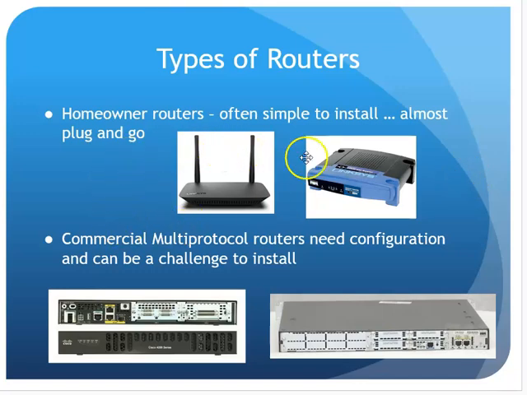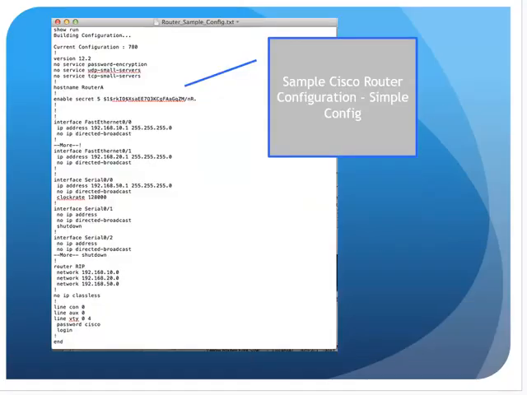Homeowner routers a lot of times are kind of plug and go. You don't usually need to do too much. Your commercial multi-protocol routers usually need configuration to get them up and running. As we noticed in Chapter 8 when we did the Subnet Application Lab, we had to console in and put some interface addresses on and some routing protocol information on just to get it running. And we have this kind of configuration that we're dealing with.